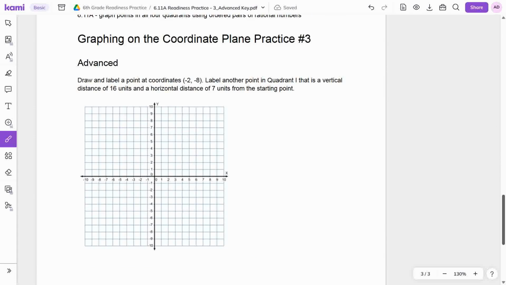For our third problem, we're going to draw and label a point at coordinates -2, -8. All right, remember this is our X, this is our Y. So -2 is to the left of the origin, and then -8 is way down here. So let's go ahead and just label this right here, -2, -8. And then we need another point in quadrant 1, and that's a vertical distance of 16, horizontal distance of 7.